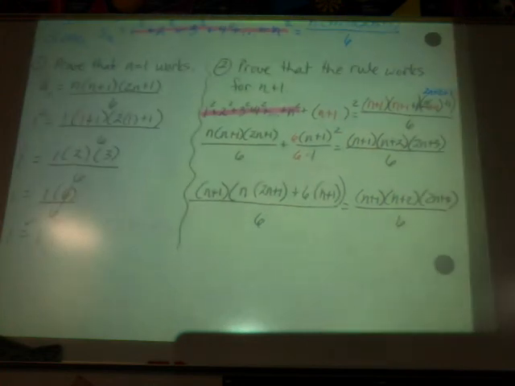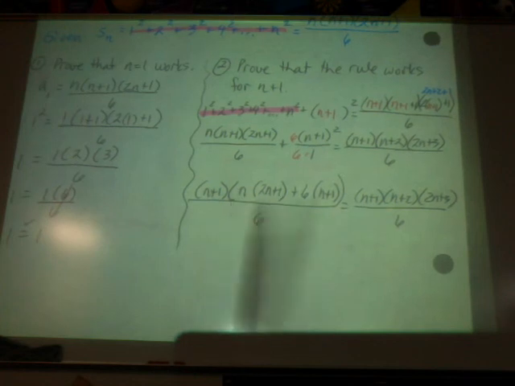And again, let me remind you, you can't leave one side off and leave it blank and keep going. You'll lose points for being lazy. So then if I were you, I would distribute and start doing the math from here.